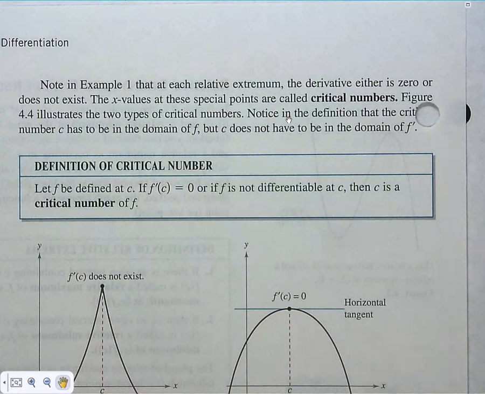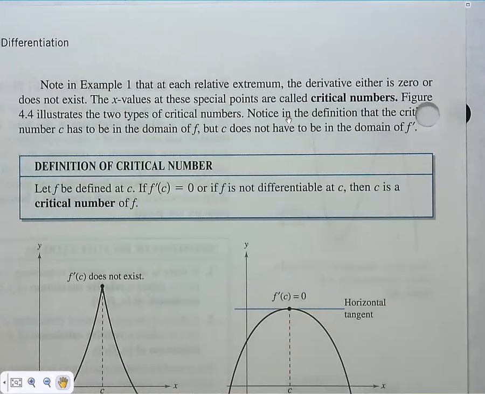I said the function has to be defined at c. So if you have a value which makes the derivative 0, but the function's not defined there, it can't be a critical point. You can't have a critical point where the function's not even defined. So in order to be a critical number, yes, the derivative has to be 0 or undefined, but on top of that, the function itself has to be defined at that point or it can't be a critical number.